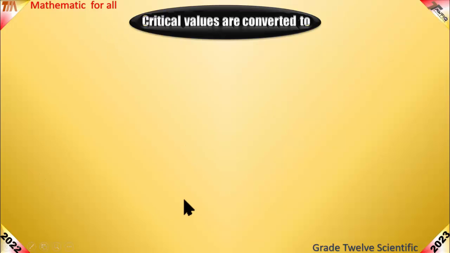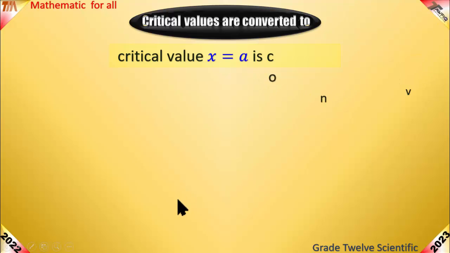In the lesson before, we talked about the critical value: how we can find it and what it is. We said that the critical value is the value of x at which f prime of x is equal to 0 or is undefined. And now this kind of point or value is converted.